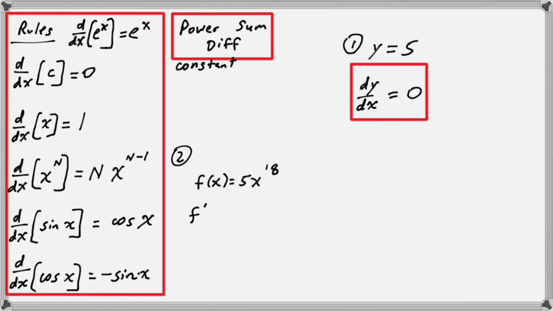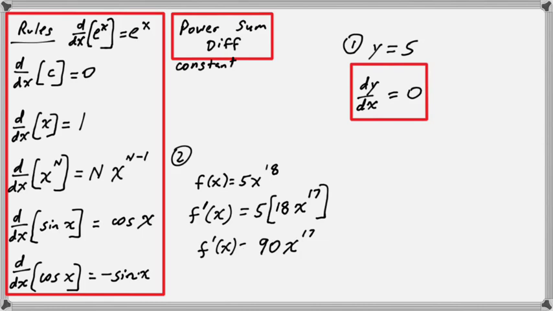For number 2, you want to take the derivative. You mark it as f prime. Keep the 5 out as a constant factor. Power, base, 1 less power. 5 times 18 would be 90, x to the 17th. And that's what the derivative should equal.